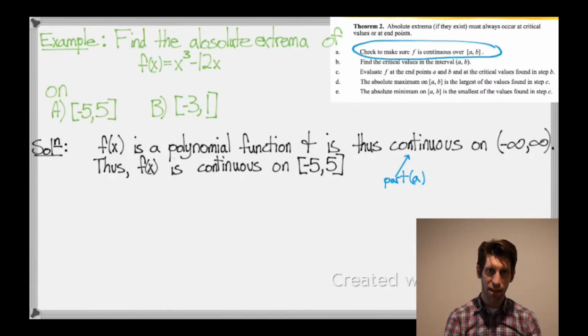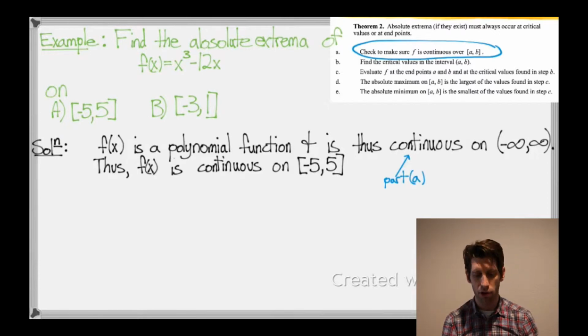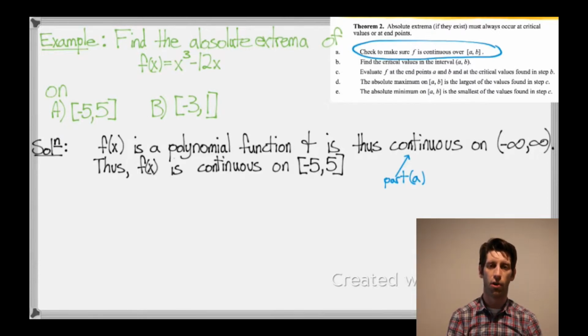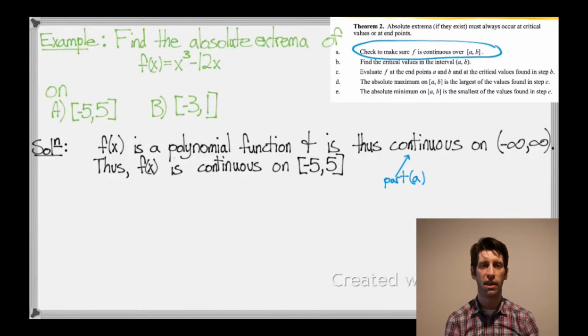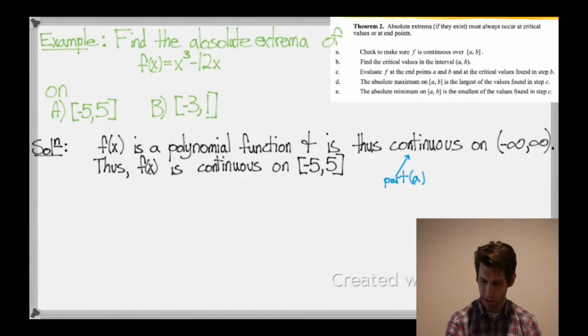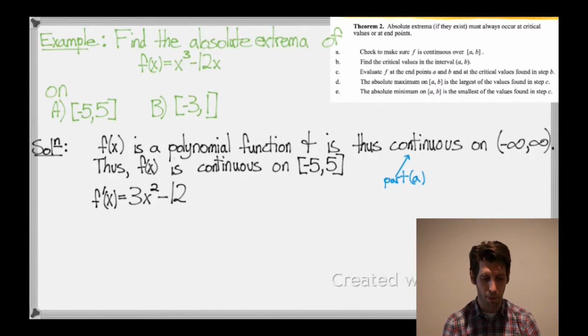So checking these two conditions, namely that we have continuity and that we have a closed interval on which to work, are the conditions that are laid out to make sure that the extreme value theorem applies. In other words, that absolute extrema exist in this particular case. So now we're going to go on to part B, and for that we need to find critical numbers.